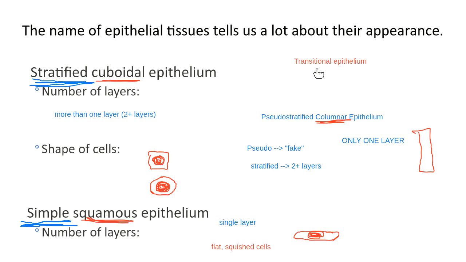Transitional epithelium, the shape of these cells changes. It transitions. So sometimes they look kind of cuboidal, sometimes they look kind of squamous. The shape is changing. So even the name transitional tells me about the shape. So keep that in mind with epithelial tissue. Their name tells us what they look like, or if you're looking at a picture of epithelial tissue, their appearance can help you predict what their name is.